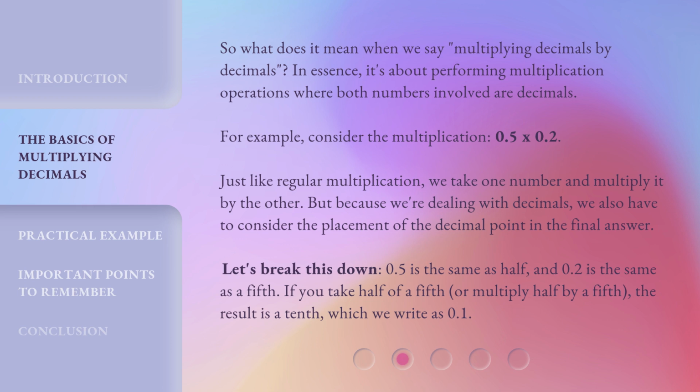0.5 is the same as half, and 0.2 is the same as a fifth. If you take half of a fifth, or multiply half by a fifth, the result is a tenth, which we write as 0.1.